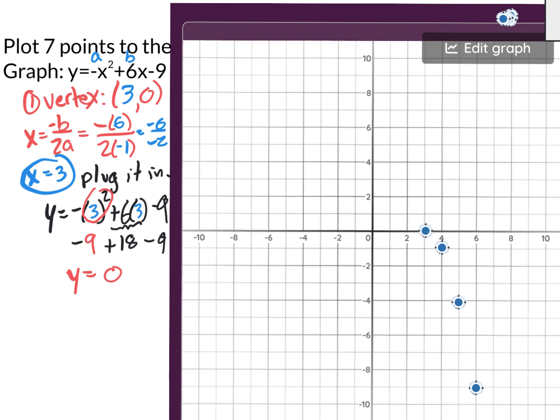And then, of course, you're going to map those over to the other side of the axis of symmetry, 1 unit away. This one is 2 units away. And the last one is 1, 2, 3 units away. And we are done.